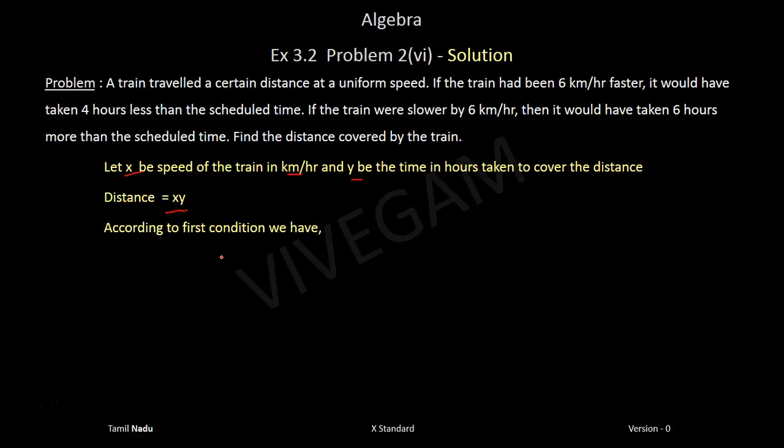What is the first condition we saw? That is (x plus 6) into (y minus 4) equal to xy. That is when the speed is increased by 6 kilometers and the time gets reduced by 4. So this is the new speed and this is the new time. These two will give you the distance, and that is also equal to the old distance, which is xy. So substitute all these things, simplify. You'll get xy minus 4x plus 6y minus 24 equal to xy. So this xy and this xy will cancel.